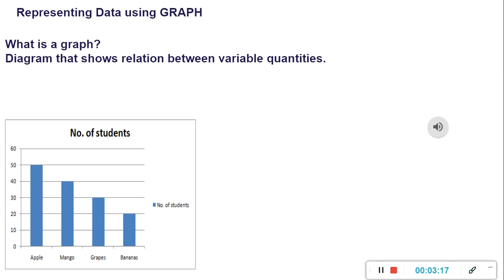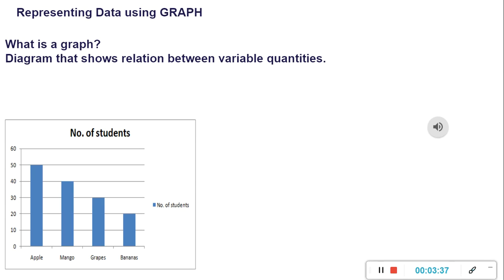Now what exactly is a graph? A graph is nothing but a diagram that shows the relationship between variable quantities. Now what are variable quantities? Quantities which do not have a constant or a fixed value. So their values keep changing.